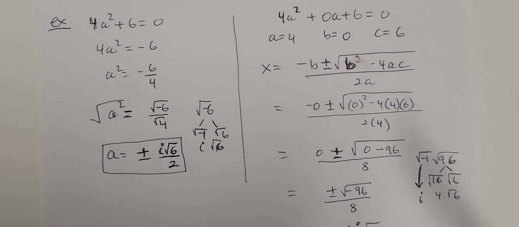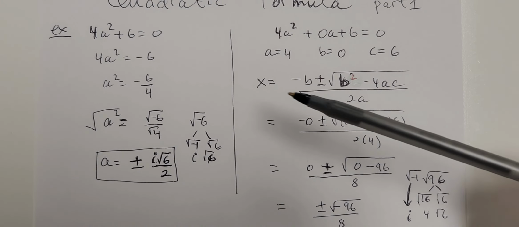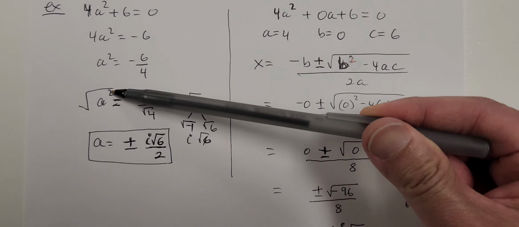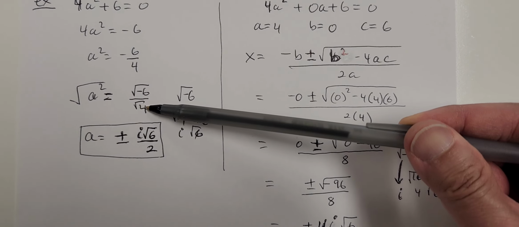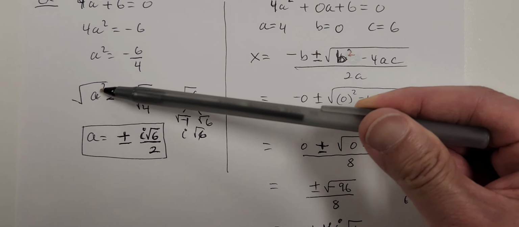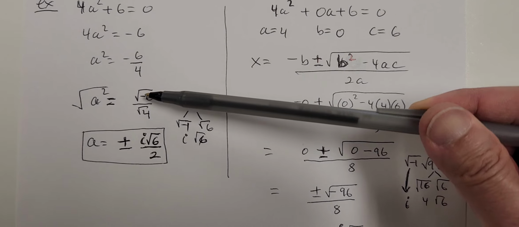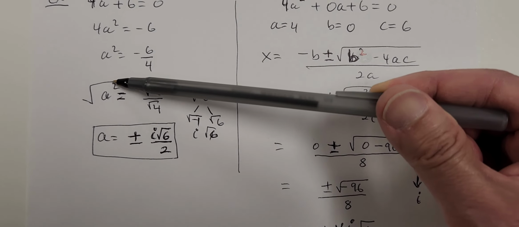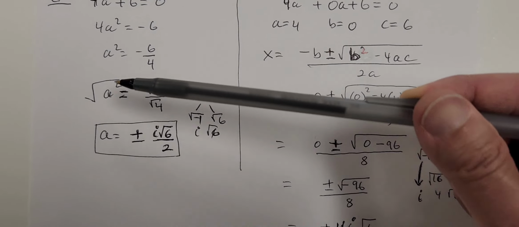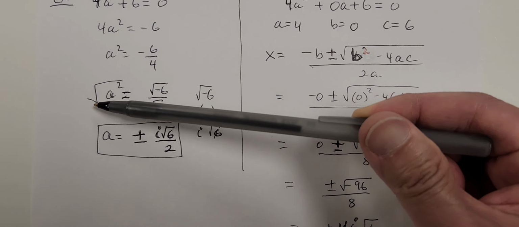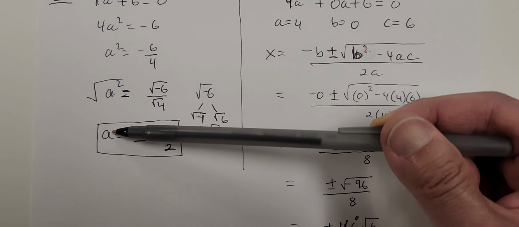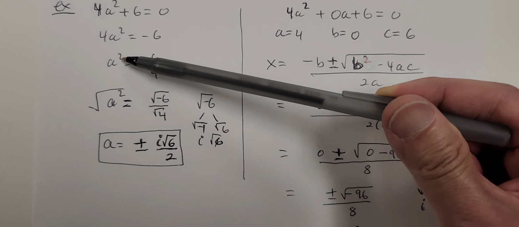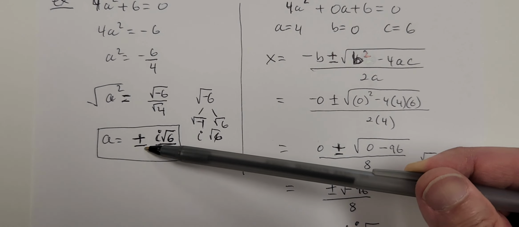Next I want to get rid of this square, so I take the square root of both sides, left and also right, making sure it is the square root of the top and also of the bottom. The square and the square root go away, so I just have a. And since this is an even power, I make sure I put plus and minus.